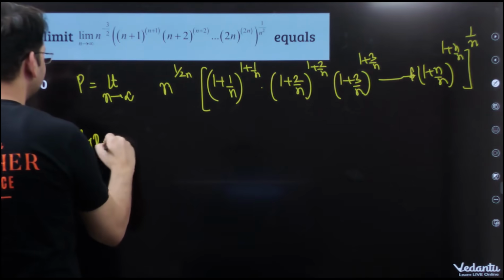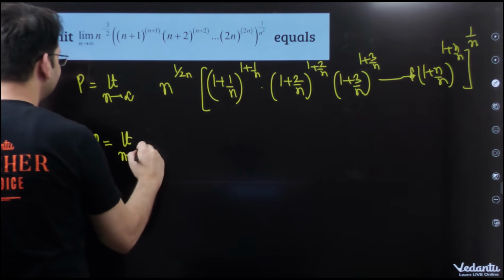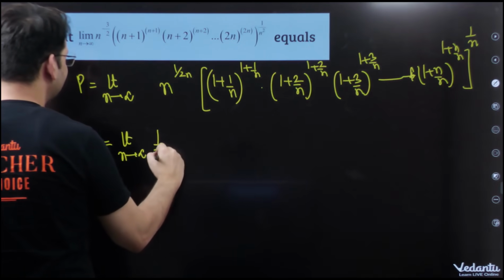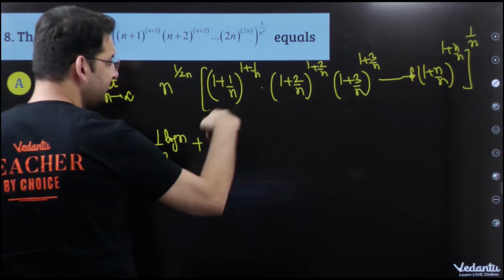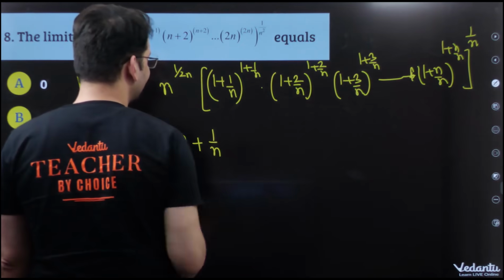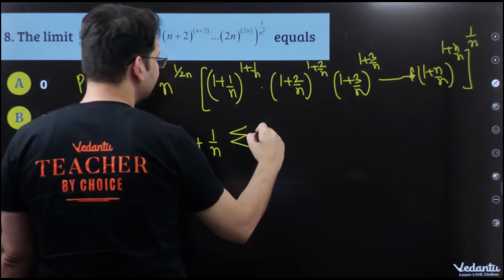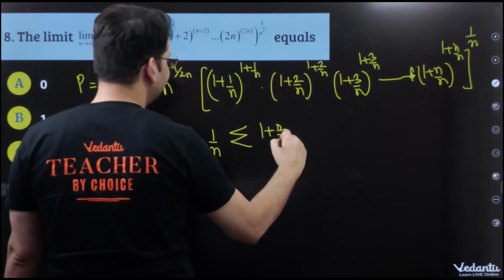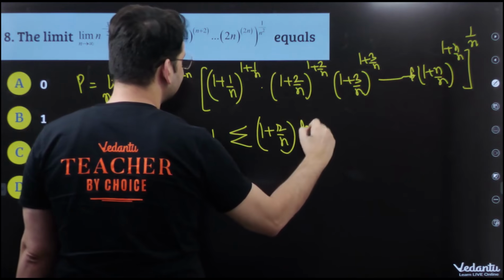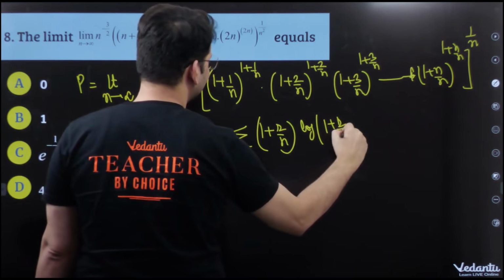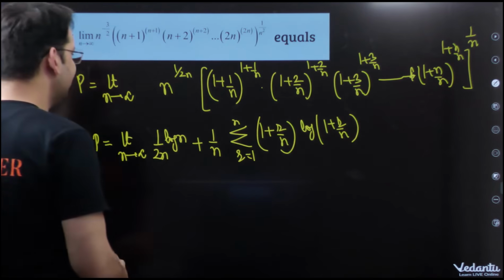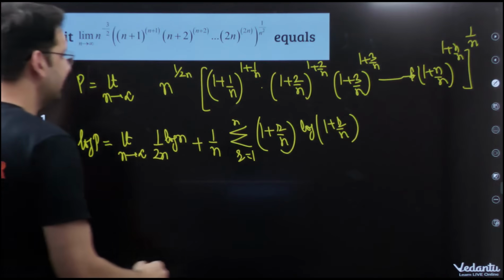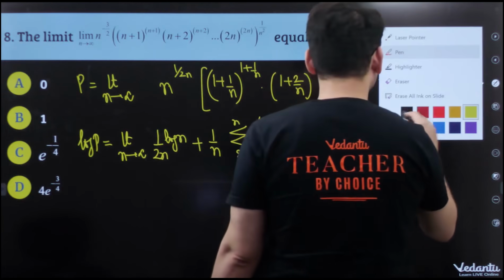So log p, limit n approaches infinity. So this is 1 upon 2n log n plus 1 upon n, sigma of 1 plus r upon n log of 1 plus r upon n, r varies from 1 to n. Right? Now let us try to calculate both of these terms.